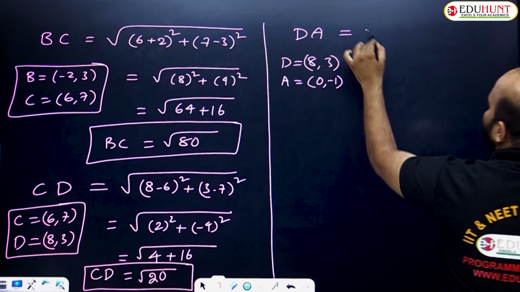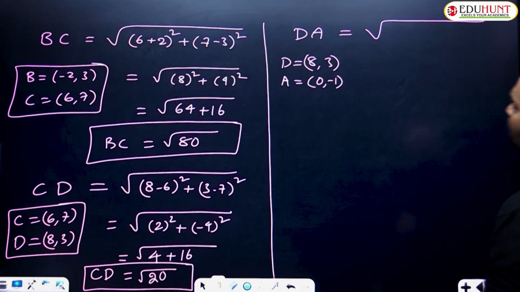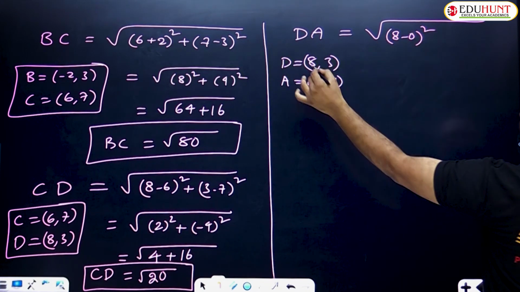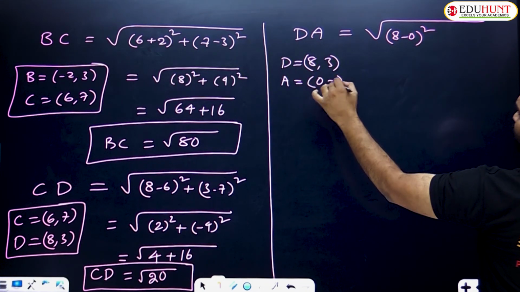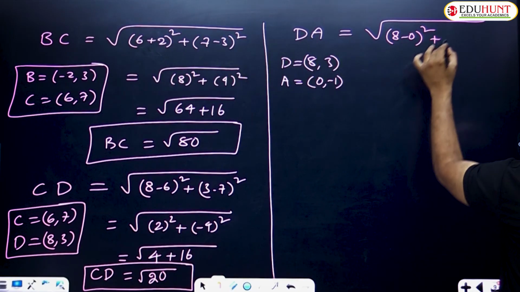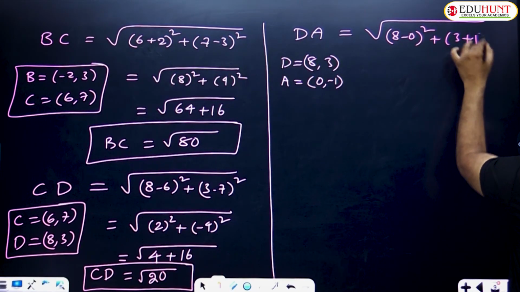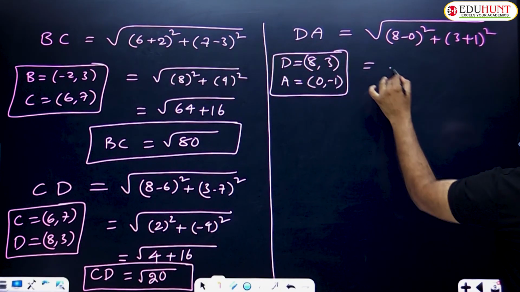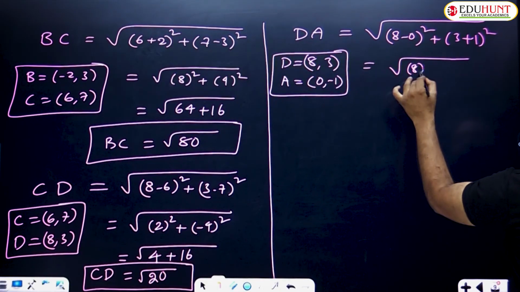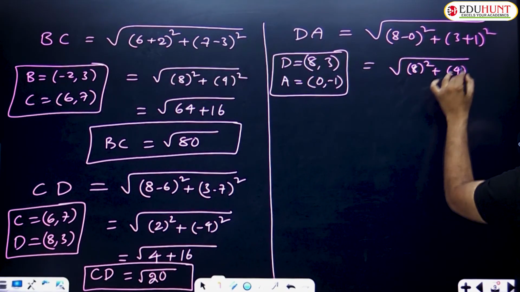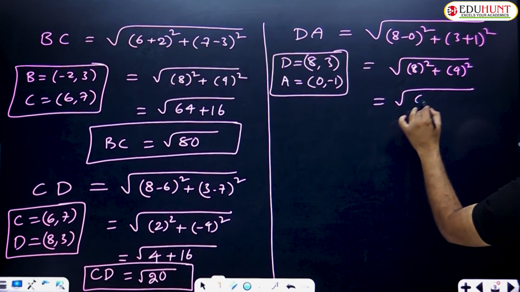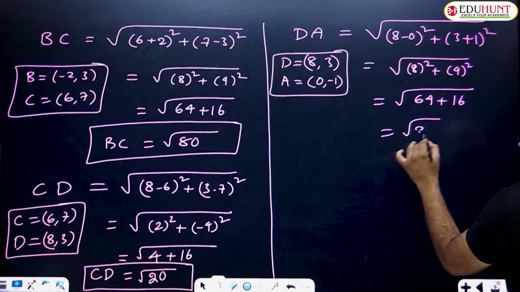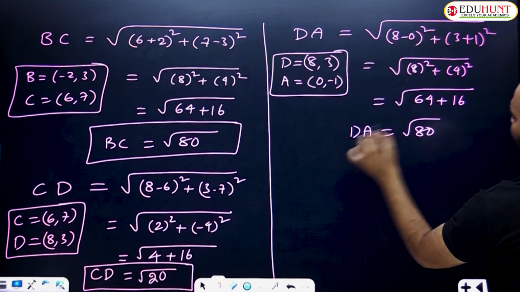So dA by using the distance formula, square root of x2 minus x1, 8 minus 0 whole square, plus y2 minus y1, 3 minus minus 1, that is 3 plus 1, whole square. So it can be written as square root of 8 square plus 4 square. 8 square is 64, 4 square is 16, total root 80. So that is the dA distance.